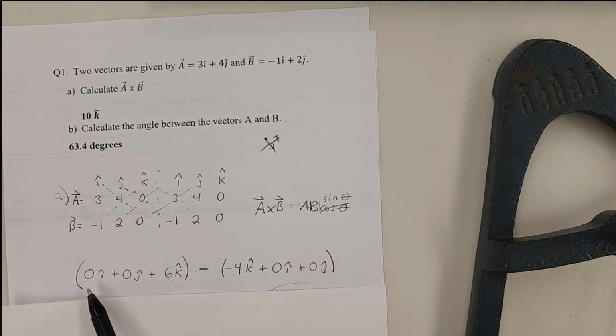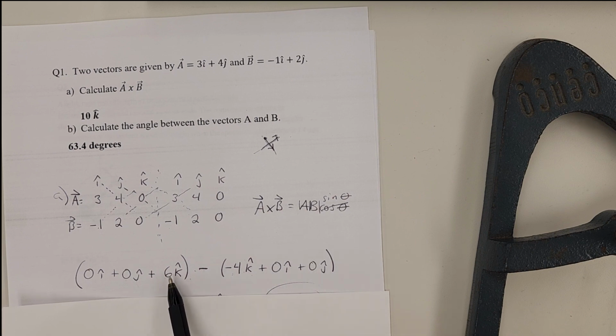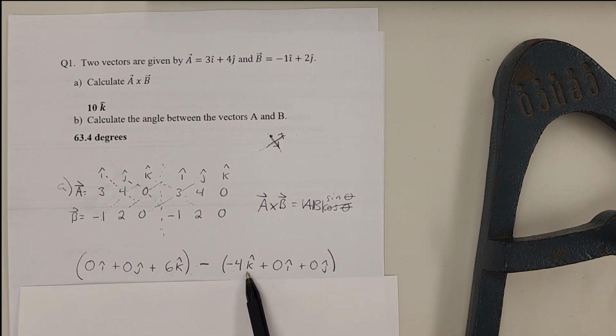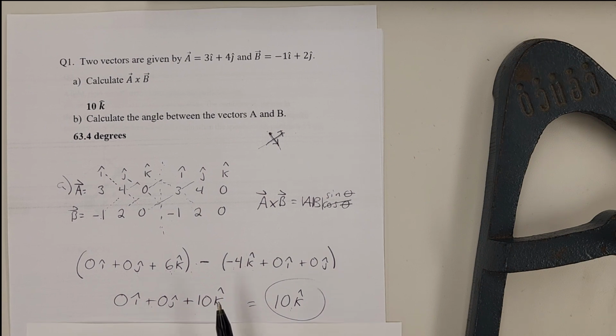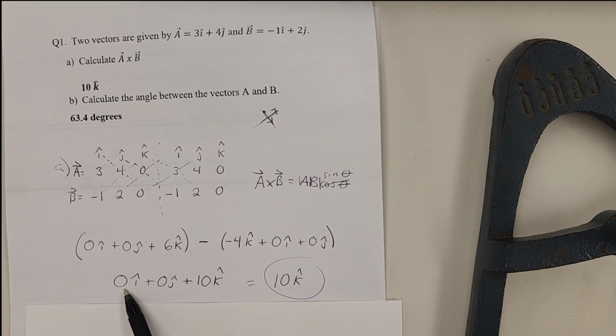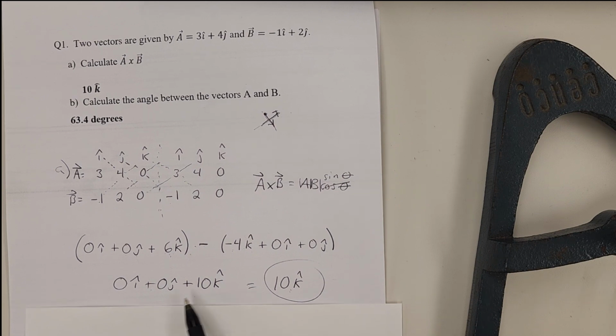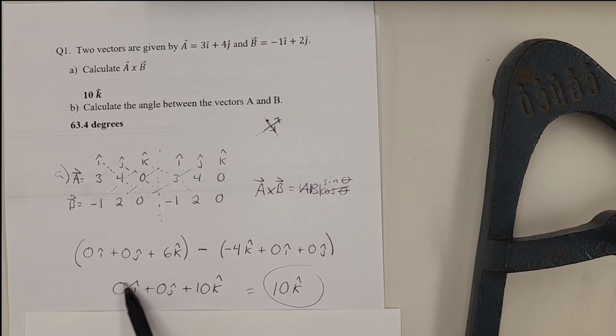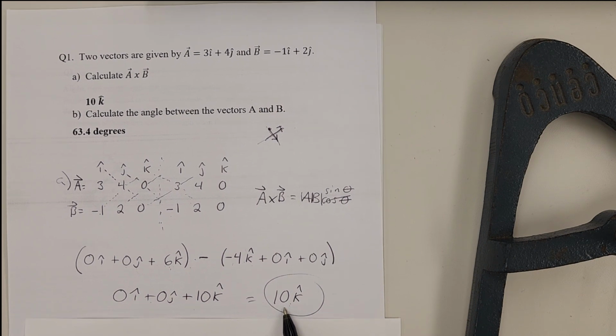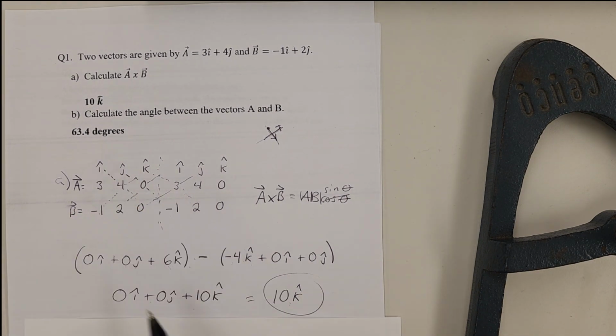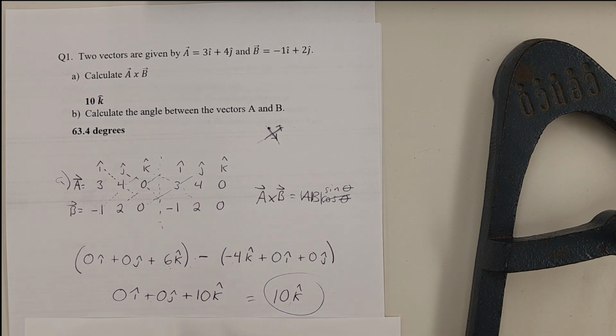So in our case, we have zeros for both of the i's, we have zeros for both of the j's, and we have 6 minus a negative 4. So that's the same as 6 plus 4. So we should end up with 0i plus 0j and 10k. Now, normally you don't write the components that are 0, so we could just keep that as 10k. And that's our answer for up here too, as well. 10k, so we know we're right.